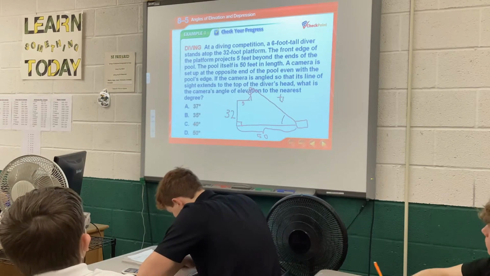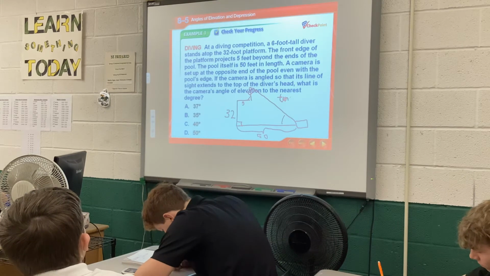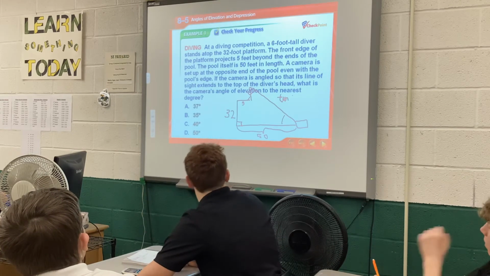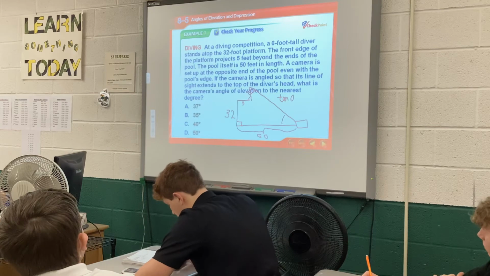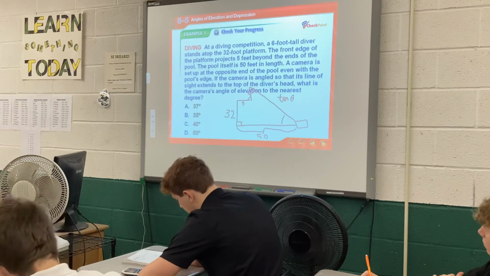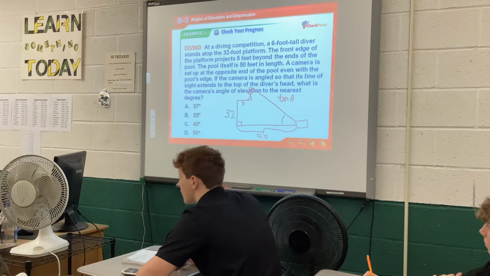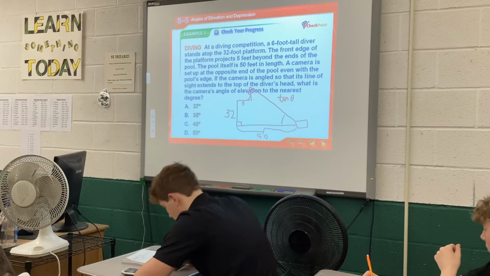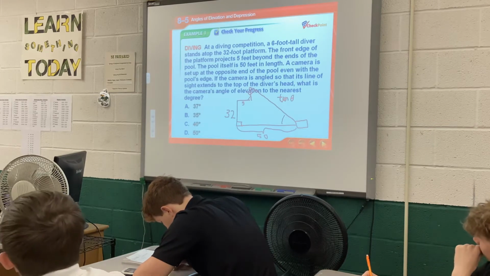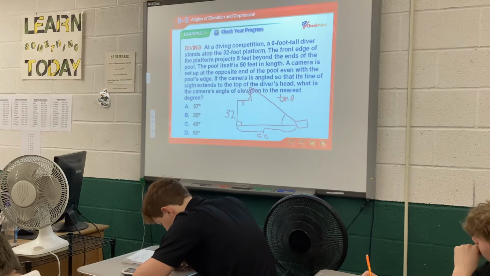Tangent of theta, x, whatever you want to put in there, right? So again, automatically, as you write that part, what should pop into your head? Now you have to add the 5 feet. No, I got to do tangent -1. Tangent -1 because I'm looking for an angle. I know that. Okay? Equals.